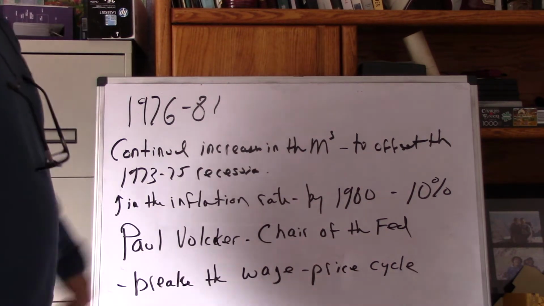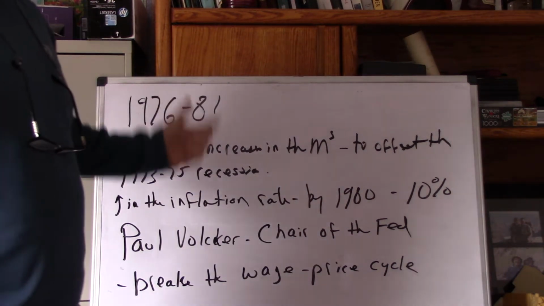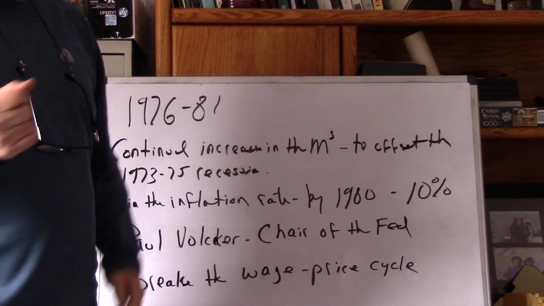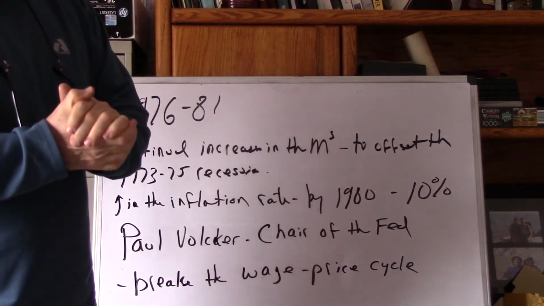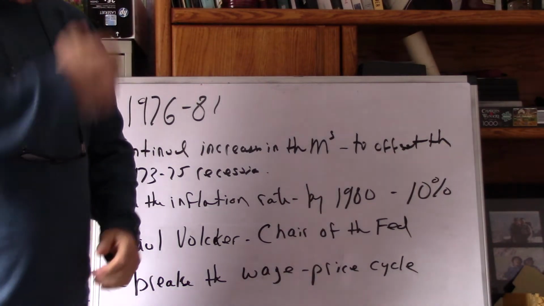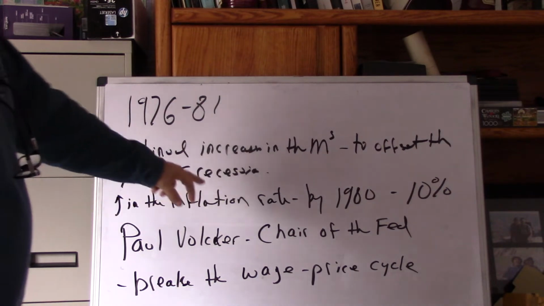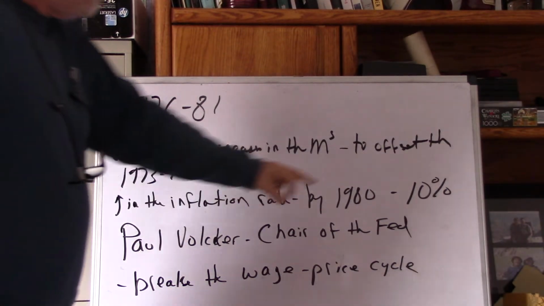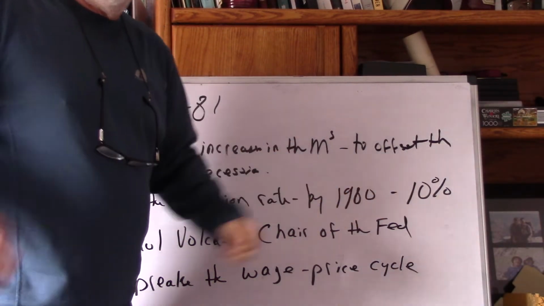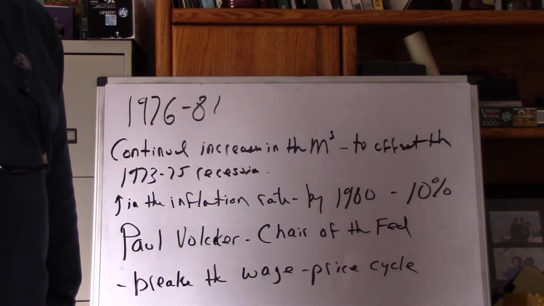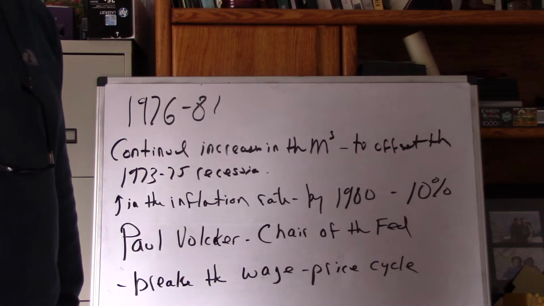The problem was, as we described in the last two slides, all it would have is a temporary impact on output, but eventually wages would be bid up and prices would start to rise even more. So what we had was, by 1980, the inflation rate is 10% a year. That means prices on average are increasing by 10% every year, which is an exorbitant increase in inflation.